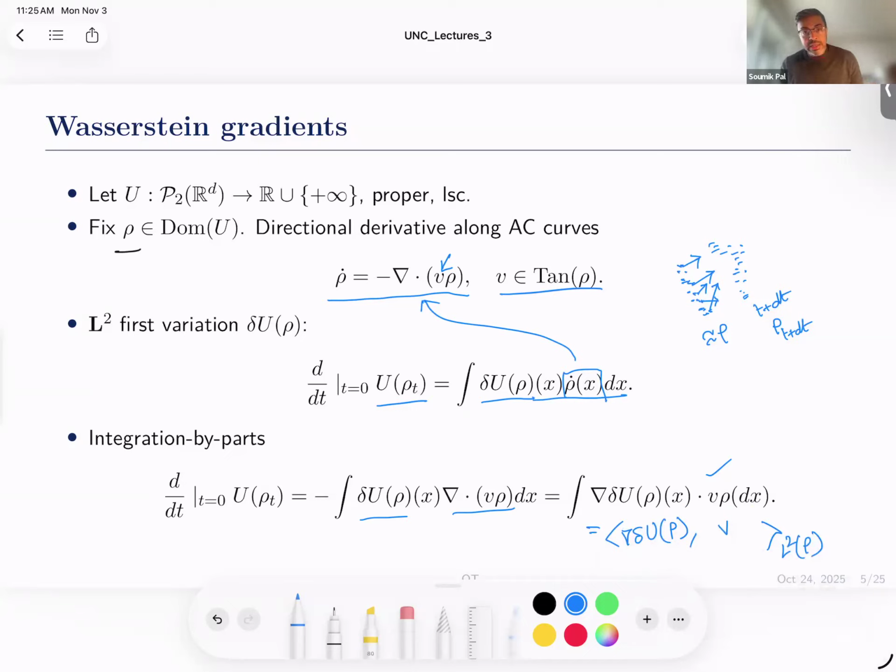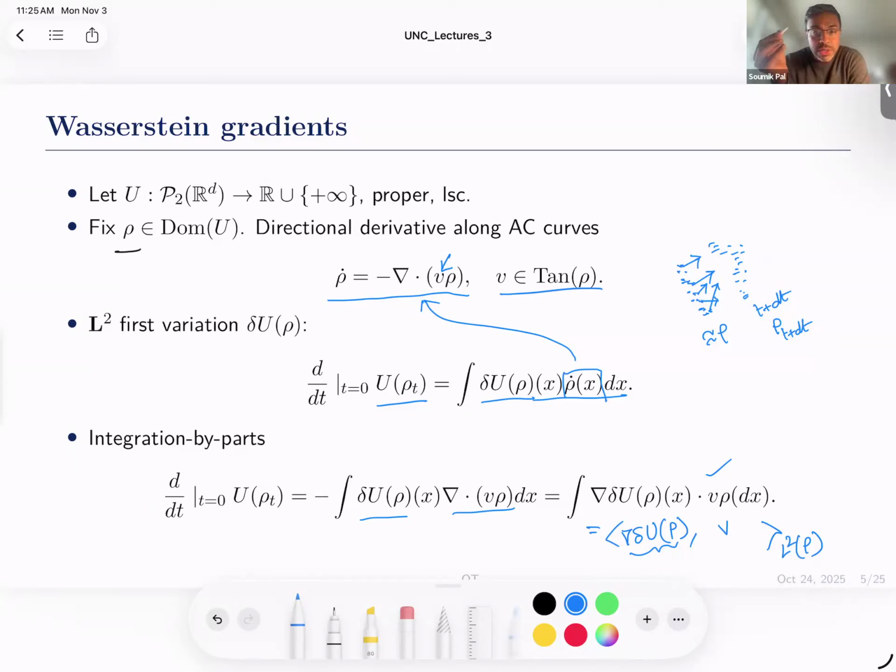And therefore, I have basically written this down exactly as I did it for the Riemannian manifold. I found a vector field, which is the gradient of the first variation of u of rho, such that the metric tensor with every tangent velocity v is given by this directional derivative. And therefore, this object must be my Wasserstein gradient. Are you following this analogy?